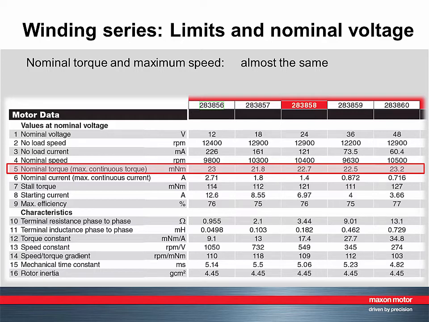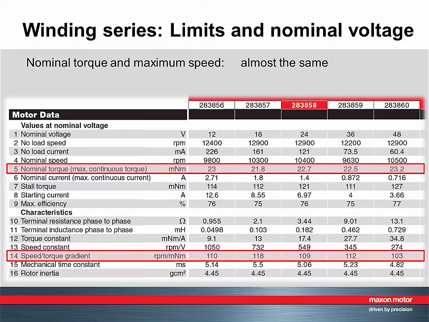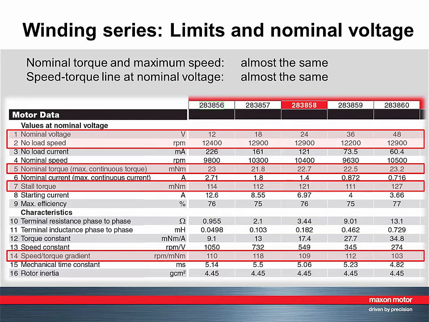How does the speed-torque line change over the winding series? Again, the speed-torque gradient is almost identical. Each winding has its particular nominal voltage, and this is selected to give a similar no-load speed for all the windings. Accordingly, the stall torque and nominal speed are very similar too.